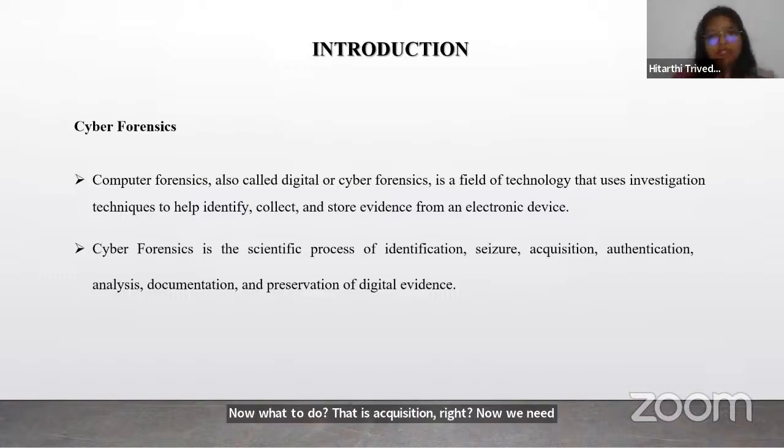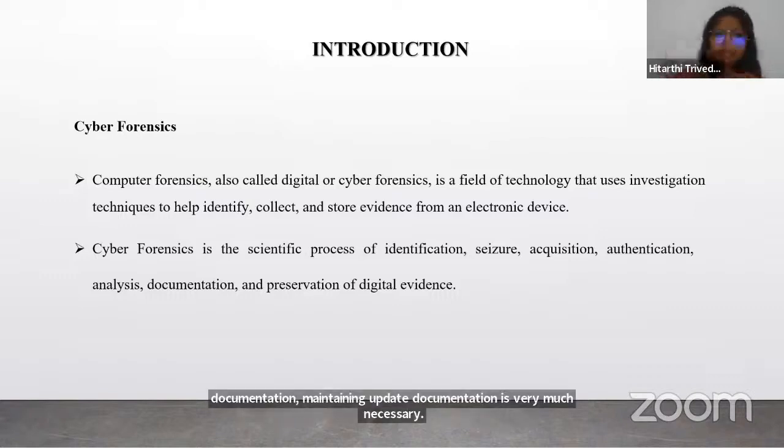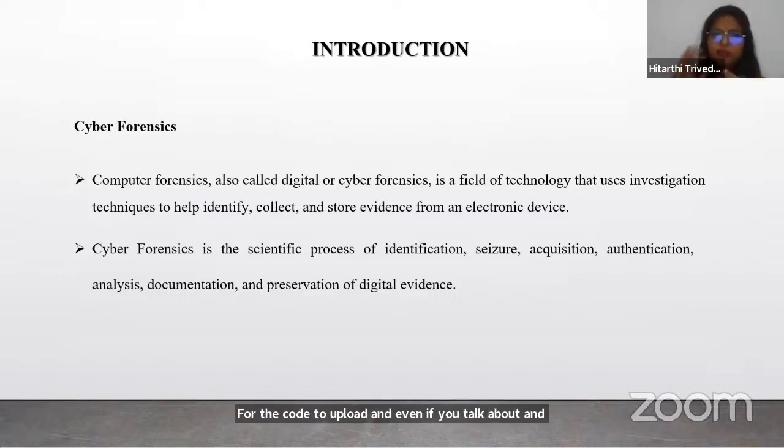Next thing is the authentication. Whenever we talk about forensic, the authentication of the devices matters; the device should not be tampered with. These are all common terms. Then the analysis. Analysis is basically analyzing what is wrong, where things went wrong. Next thing is the documentation. Maintaining documentation is very necessary for the court of law. Even in a normal crime scene, documentation is the main part. So documentation and preservation.